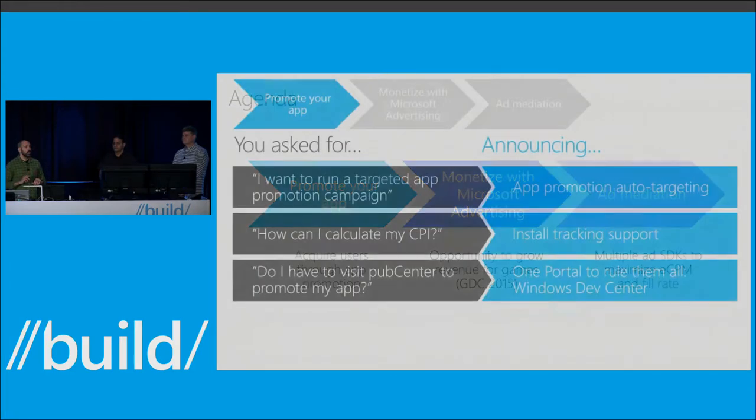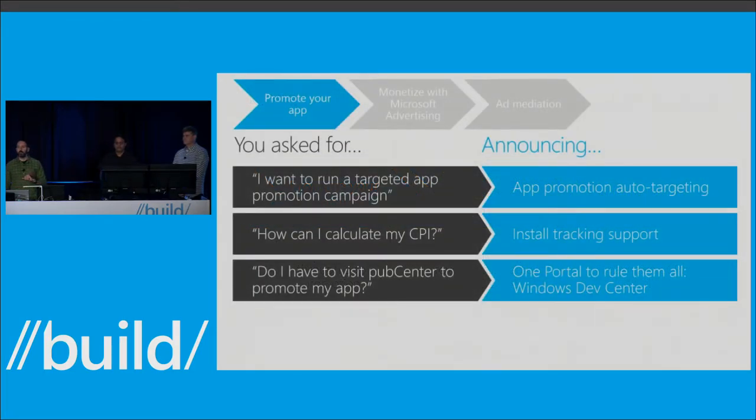So with that, let's go ahead and start with Promote Your App. So here at Build, last year, we announced the Promote Your App feature in the PubCenter portal. And in the past year, we've got some feedback from you that we addressed, and we're happy to make some announcements regarding that today. So first of all, you wanted to have better targeting for your ad campaigns. So we're very excited to announce that auto-targeting and additional targeting capabilities are coming to this feature.